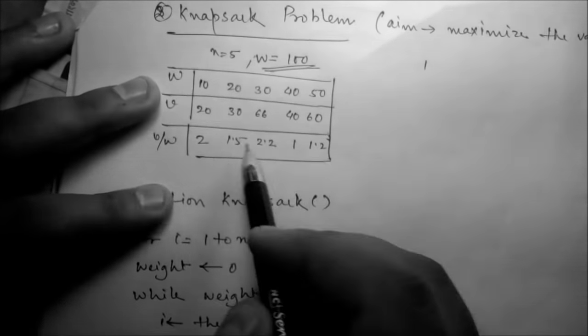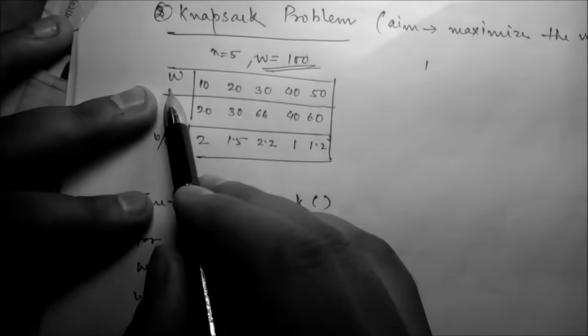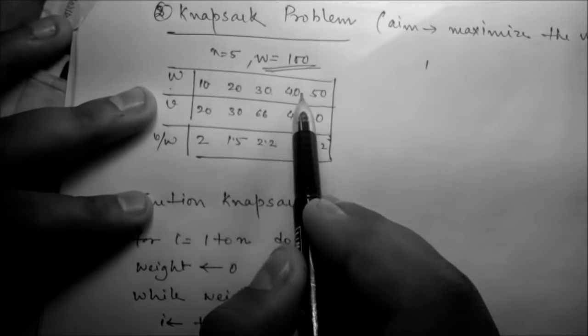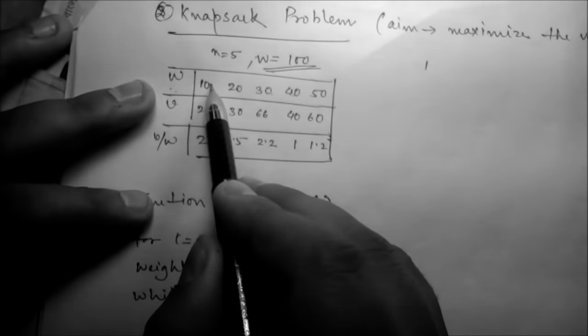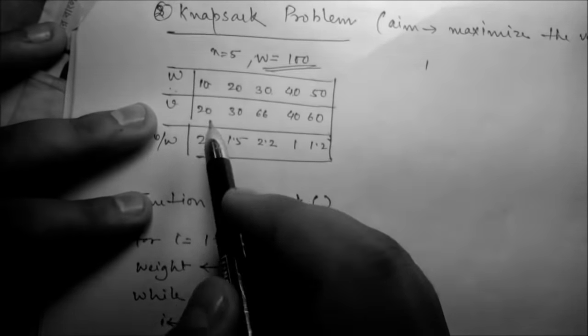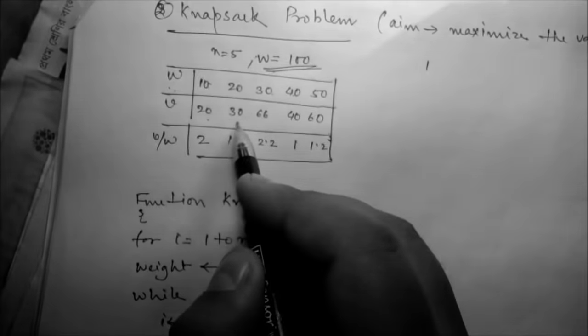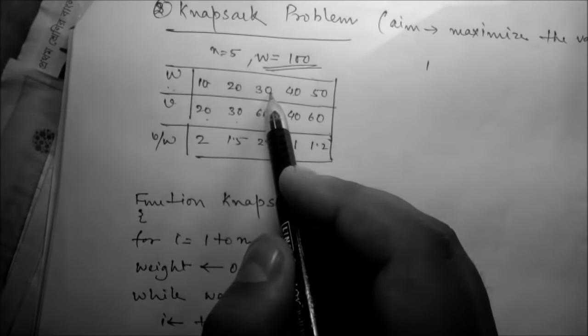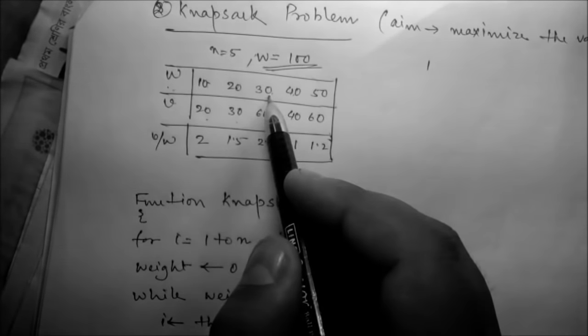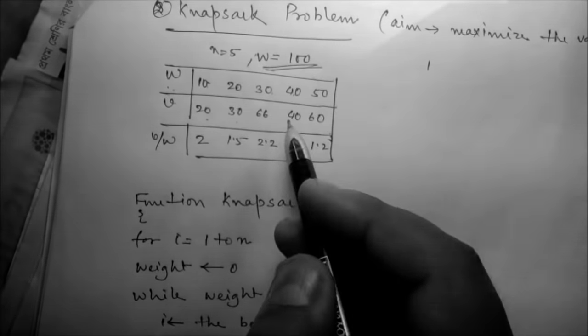Now, you have 5 items. Item number 1, 2, 3, 4, 5. Item number 1, its weight is 10 kilograms and the value is 20. Item number 2, total weight is 20 and its value is 30. Item number 3, the weight is 30 and value is 60.